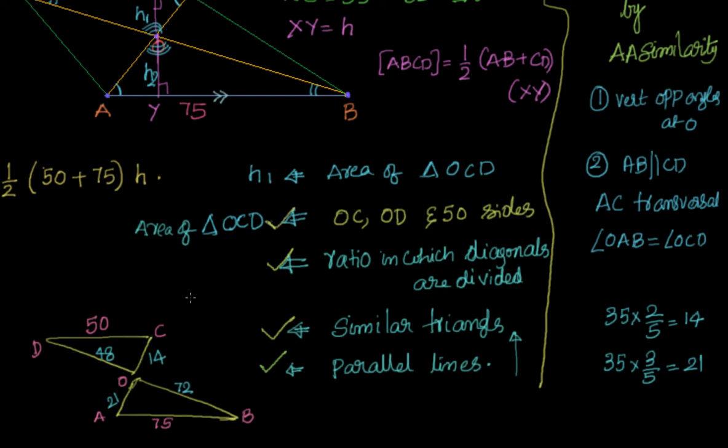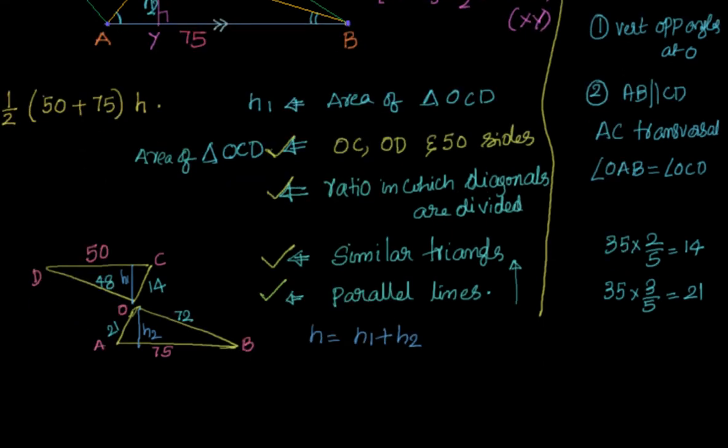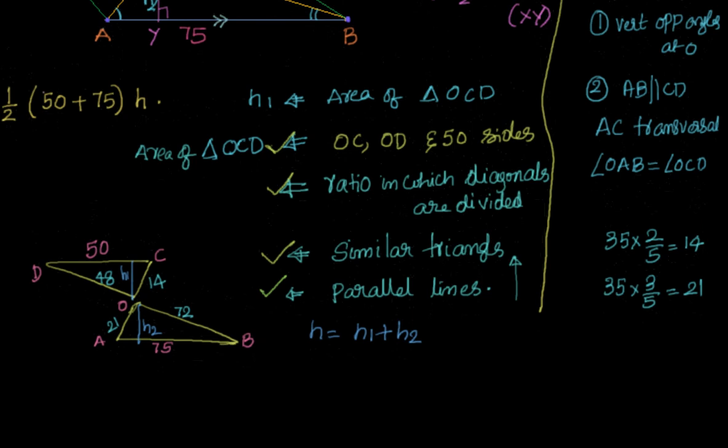Now the next step is to find the area, and based on that find H1. We have to find the value of H1 here, and we'll find the value of H2. Then we will say H equals H1 plus H2. Once we know H, we are done, because we know the formula: half into 50 plus 75 into H. Okay, now what is the next step?